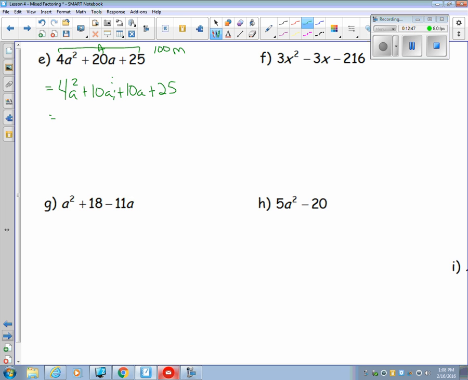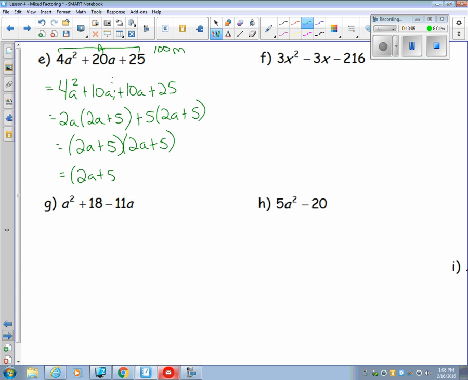Common factor. They both have a 2a out. 2a plus 5. These are both divided by 5. 2a plus 5. I'm on the right track. Look, my brackets match. I know I'm doing this right. 2a plus 5 and 2a. Hey, it's the same bracket twice. So we know we could also write this as 2a plus 5 squared.